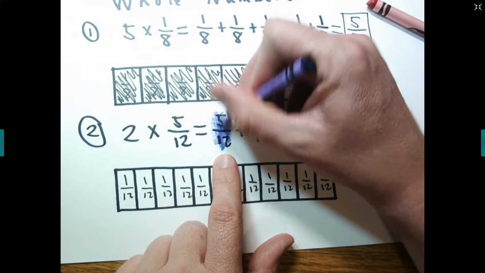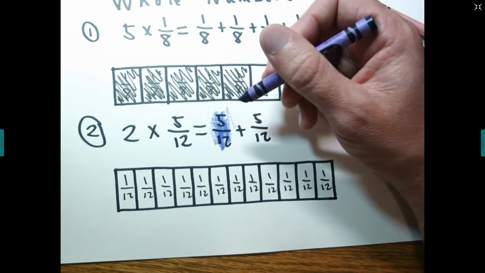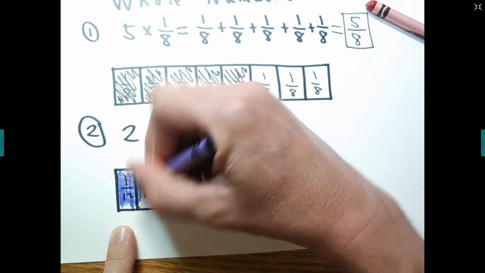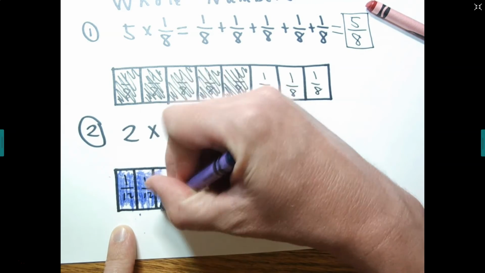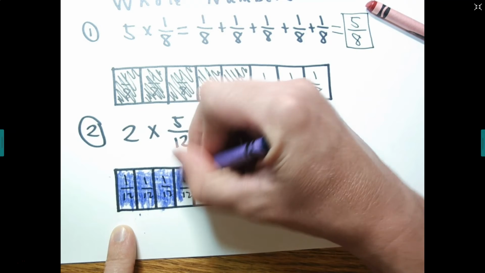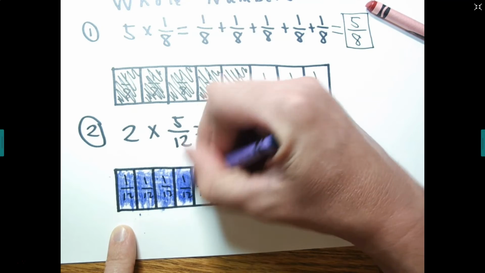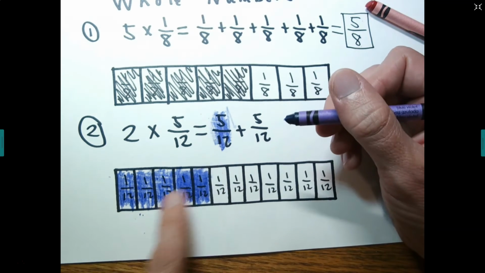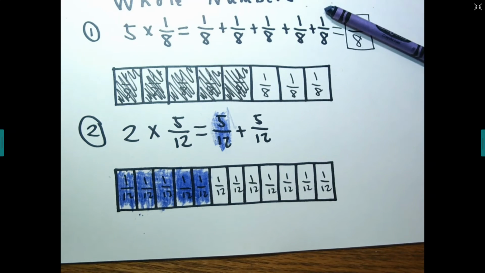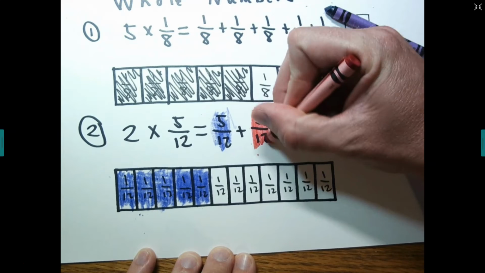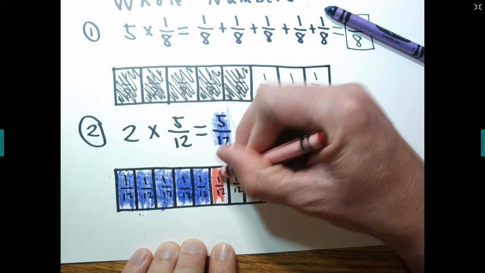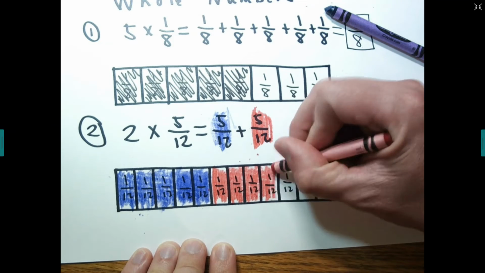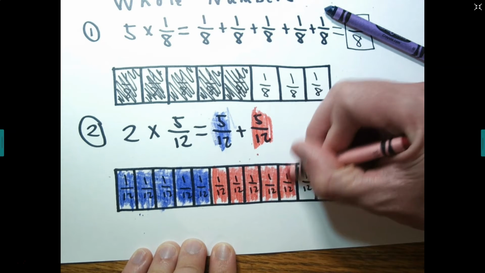Actually, I guess it's more blue, huh? 5 twelfths will be blue. I'm going to shade it in. There's 1, 2, 3. You don't have to use colors, but I find it useful to keep track. 4, 5. There's 5/12. That is blue. I'll use red for the other one. 1, 2, 3, 4, 5. Okay.